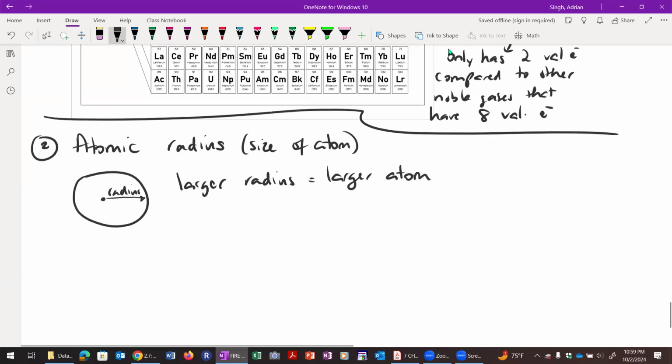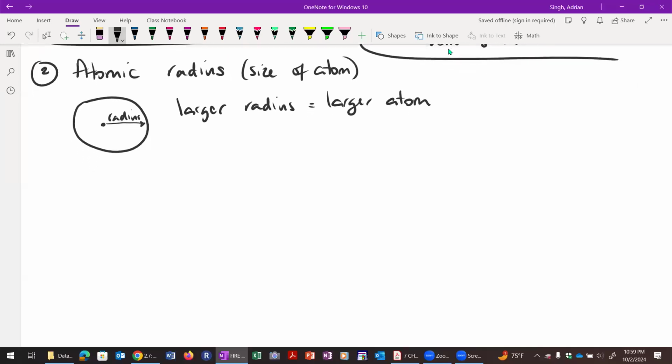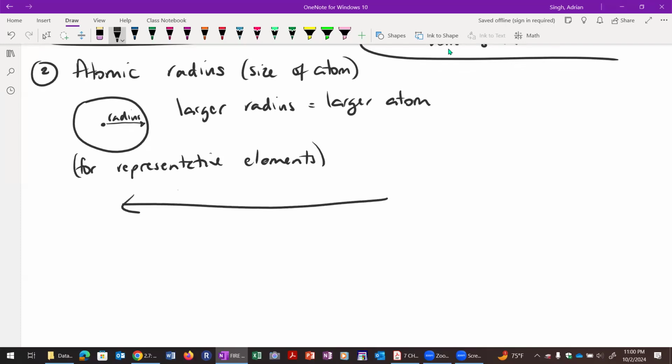And the trend in the periodic table for the size of the atom is a really simple trend. And again, this is for the representative elements. So groups 1, 2, and then 3 through 8. The elements increase in size as you go from right to left. And then as you go from top to bottom, the elements increase in size as well.